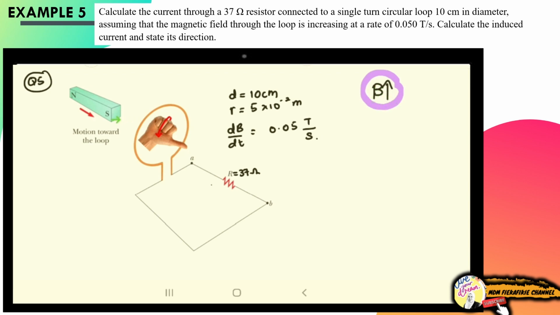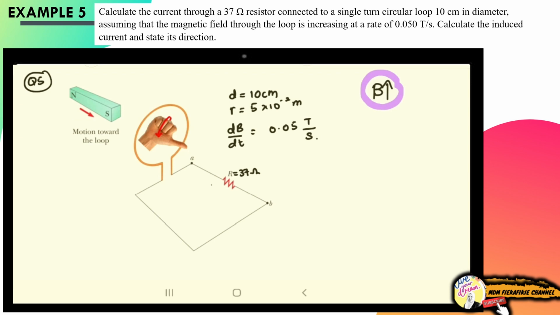And second thing you must consider, please focus on the north and south pole of the bar magnet. So here we have the south pole here, and this is the north pole. So the question asks us to calculate the induced current and state its direction.